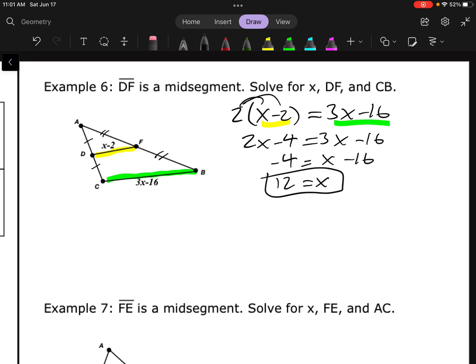If I plug it back in, 12 minus 2 is 10. And then 3 times 12 is 36. 36 minus 16 is 20. So that looks good. 10's half of 20. I'm going to give myself a check. And then let me jot down my other answers. DF was 10. CB was 20.